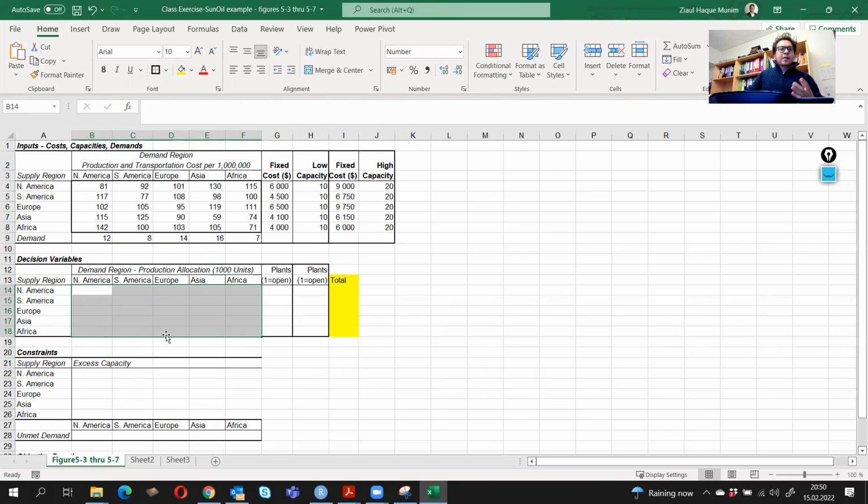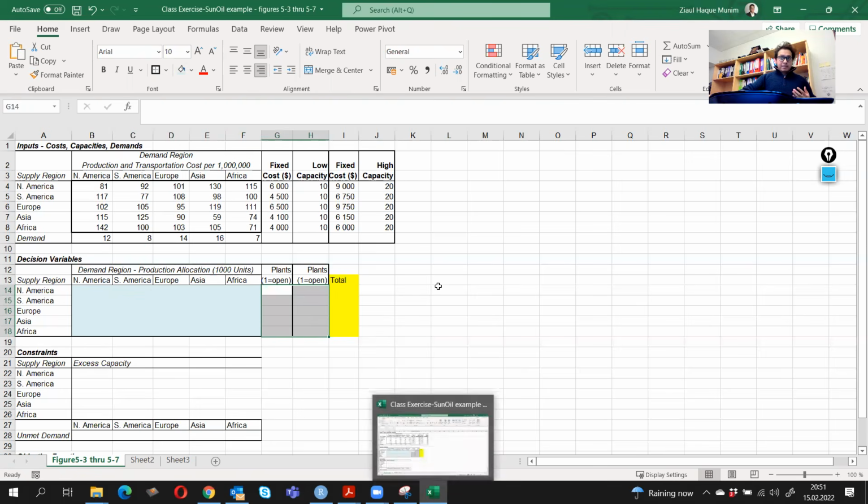In this case, this part is going to be our decision variable. This part is for the Xij, how much is going to be sent from each of the supply locations to each of the demand locations. Let me color it with something like this color. And in this part, we are going to get the values of Yi, the binary variable, where if my low capacity plant is open, I will get 1 here, or if it's closed, 0, and high capacity will come here. So I'm going to mark these two also with yellow.